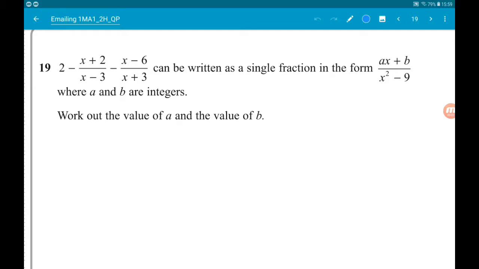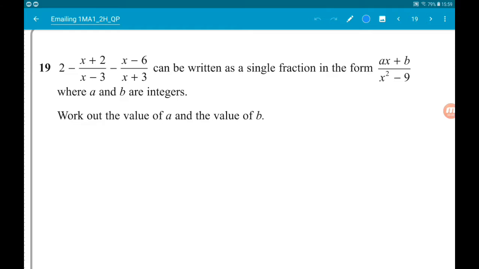Okay, number 19. So this looks nice. 2 minus x add 2 over x minus 3 minus x minus 6 over x add 3 can be written as a single fraction in the form ax add b over x squared minus 9, where a and b are integers, so whole numbers. Work out the value of a and the value of b. So, 4 marks.